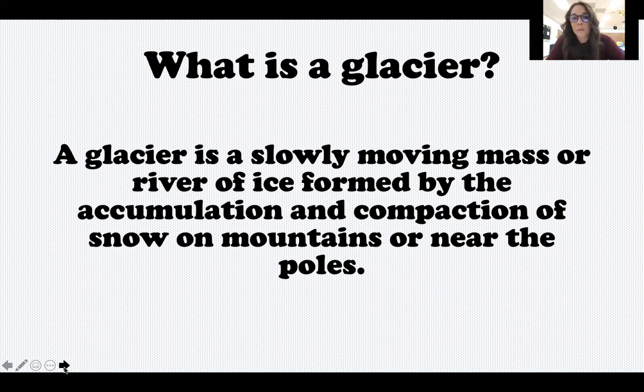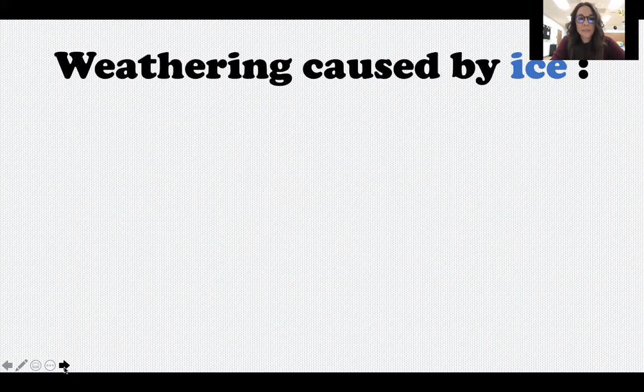And glaciers are very, very large. They can be the size of this school or bigger, and they move very, very slowly across the land. So you can imagine when you have a big, giant chunk of ice moving slowly across the land, it definitely causes some changes. So glaciers can cause weathering, erosion, and deposition.